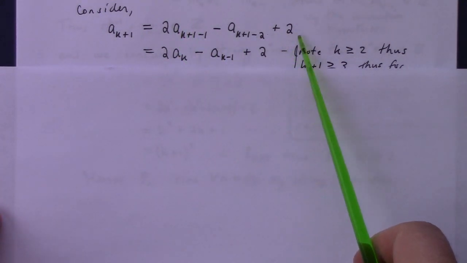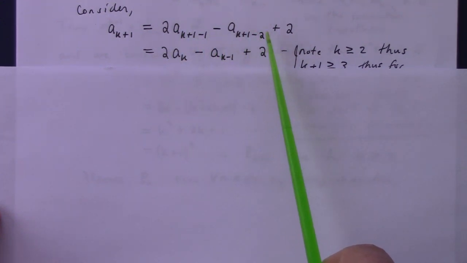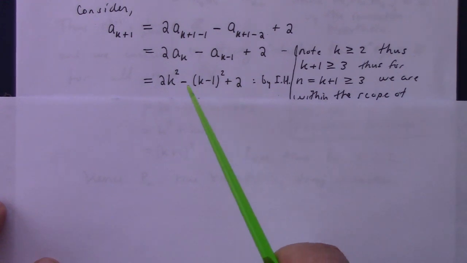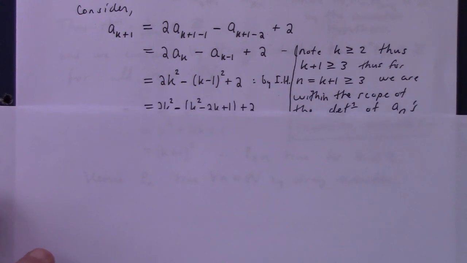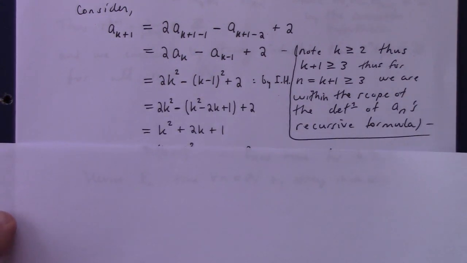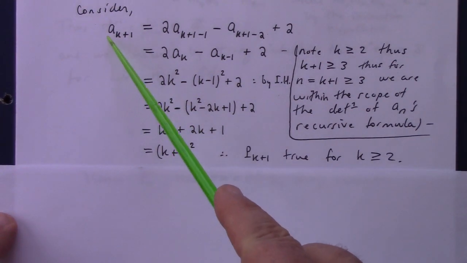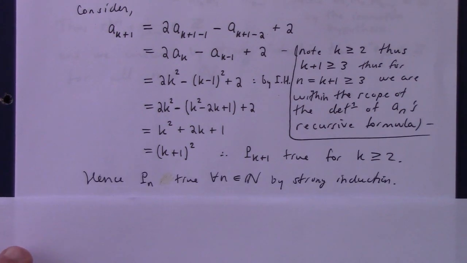All right, so since we can do that, we're within our rights to write this down, and then this is just a simplification. The ones cancel, and 1 minus 2 is minus 1, so I have a sub k minus 1. And by the induction hypothesis, that's 2k squared minus (k minus 1) squared plus 2. Then I do algebra, square that out, cancel some stuff, and notice that it factors to (k plus 1) squared. But hey, that's exactly what we wanted to prove, that a sub k plus 1 is (k plus 1) squared. Therefore, P_{k+1} is true for k greater than or equal to 2. Hence, Pn is true for all n by strong induction.